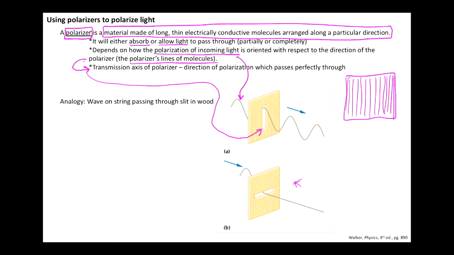There's also all the options in between. It could be perfectly aligned or perfectly unaligned or some angle in between, which is going to allow some of it to get through. You could think of it as a component of the wave gets through, but not all of it is allowed to pass. Okay? Are we still good? Yes.